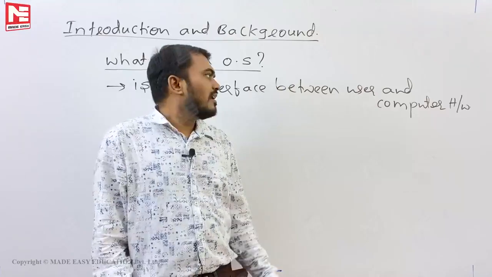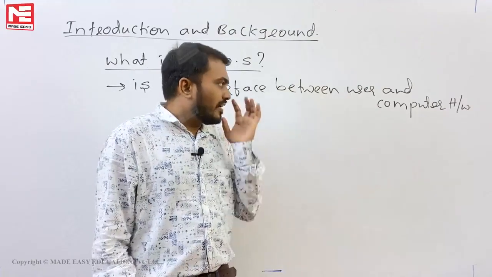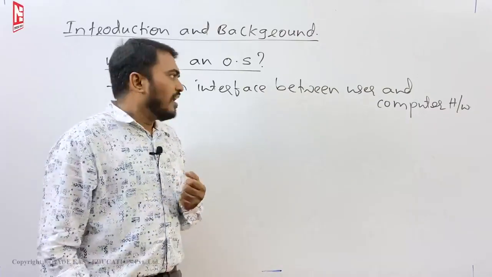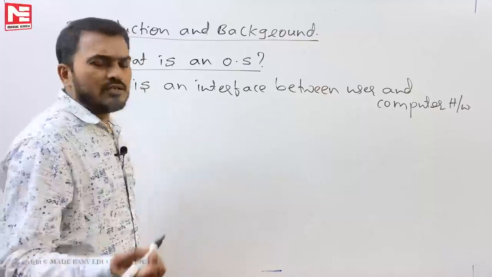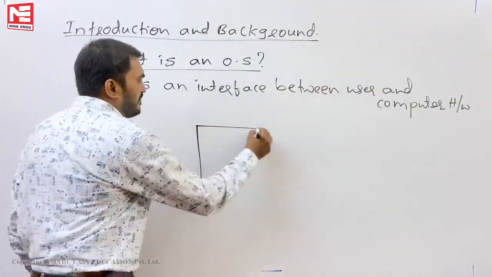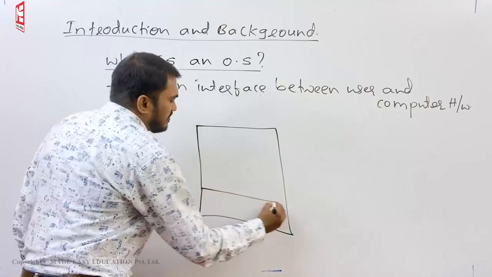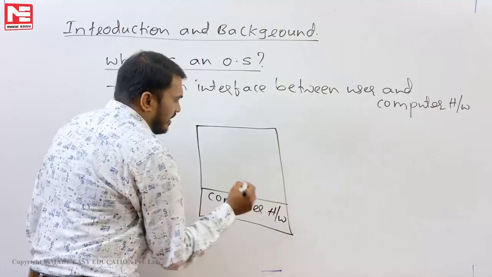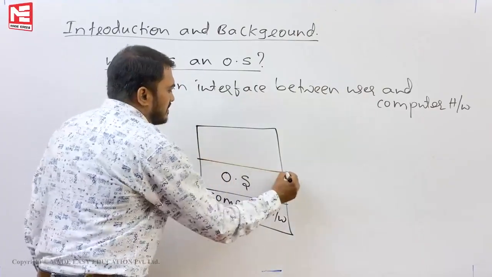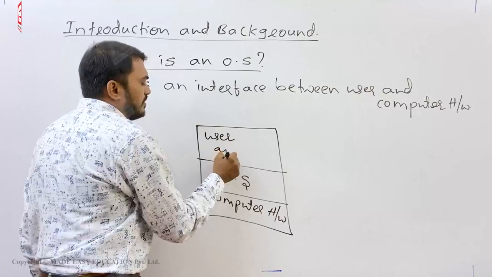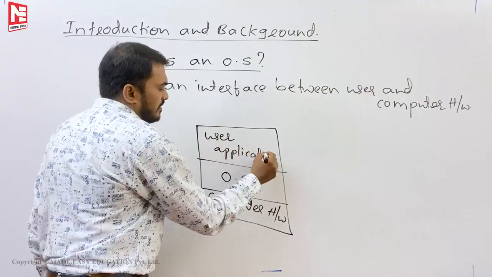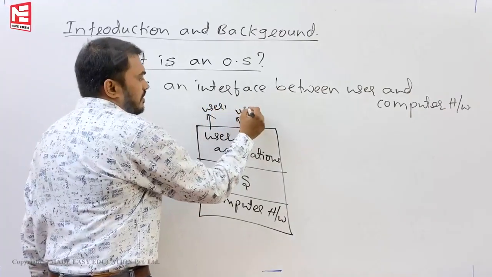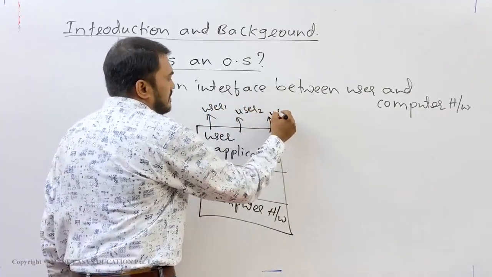What does it mean? User and computer hardware. It is an interface. Interface means what? Mediator. Simple. Based on this, I want to draw a diagram here. Let's say here comes computer hardware, and in between comes the operating system, and next here are user applications, and here comes the user. Let's say user 1, user 2, user 3.